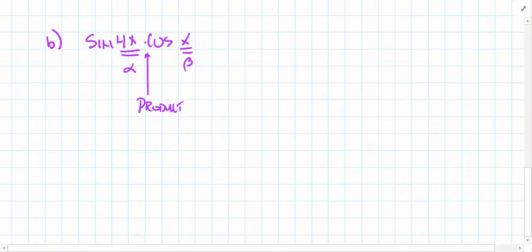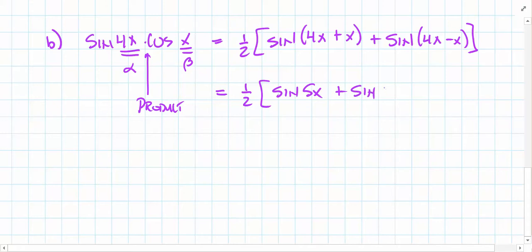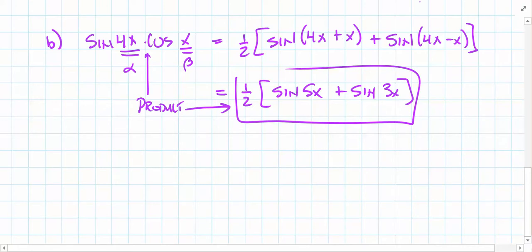Okay, awesome. So that's going to become a 1/2 sine of 4x plus x plus sine of 4x minus x. I get 1/2, what is that? Sine of 4x and x, how much is that? 5x. Good. Plus sine of what's 4x take away an x? 3x, and we are done. We have now expressed it as a sum.